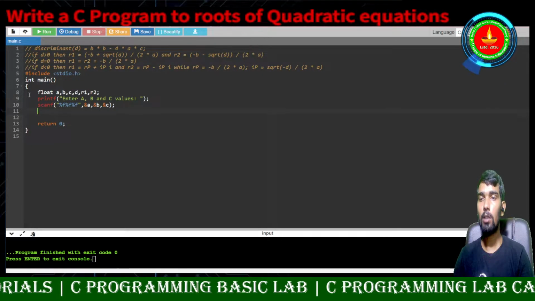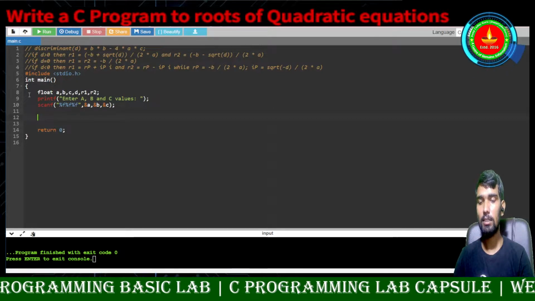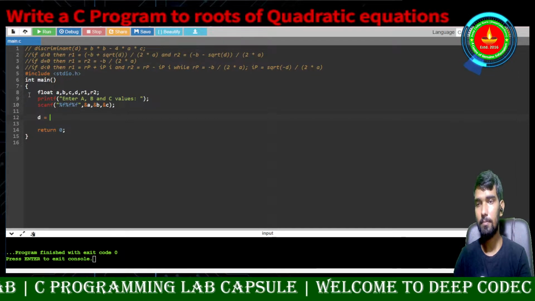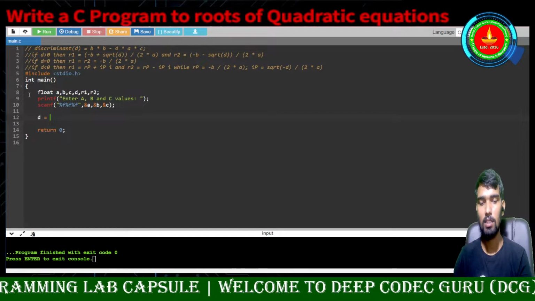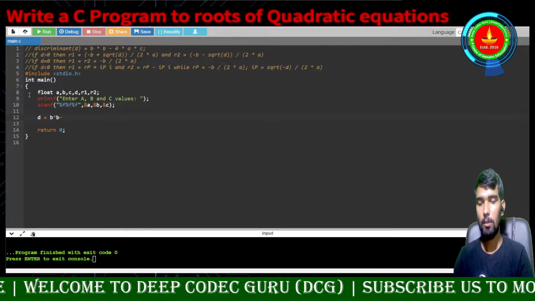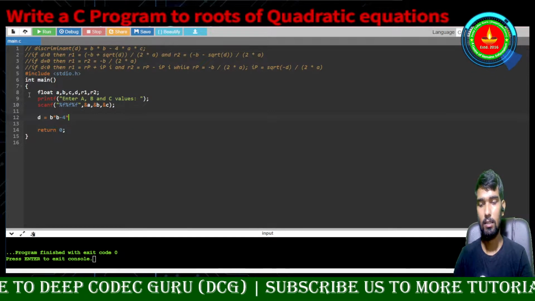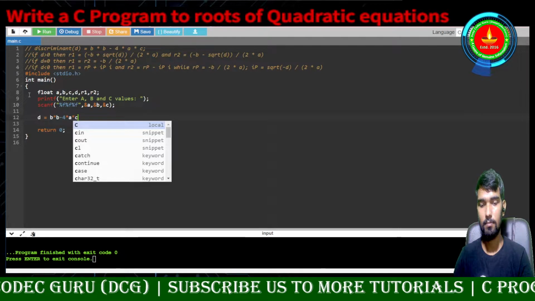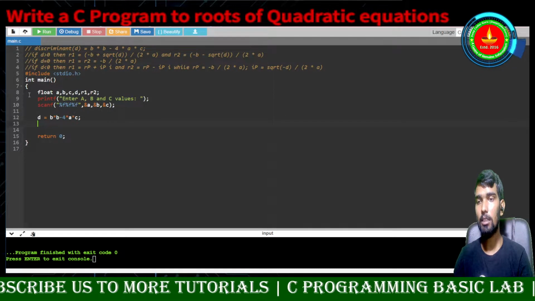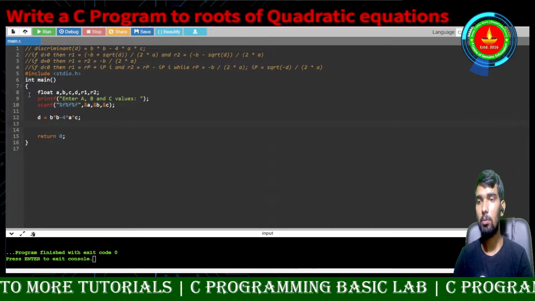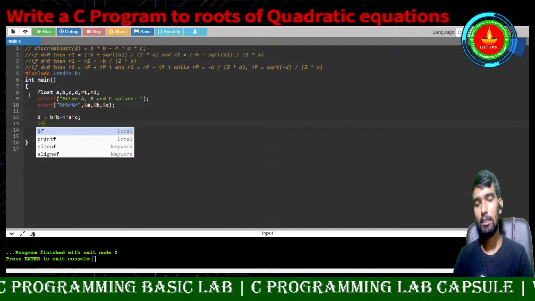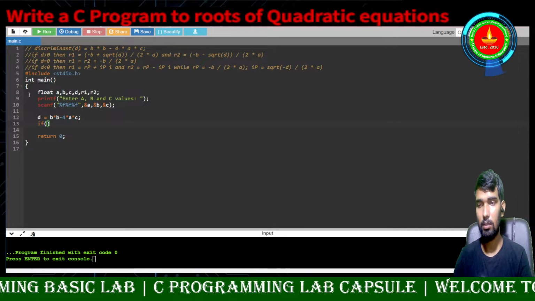Now we have to do the calculation. The first calculation is d, the determinant calculation. So d equals how much? b into b minus 4ac, right? So we are calculating the determinant. After the determinant, what do we have to do? We have to check whether the determinant is less than or greater than 0, and what the situation is.